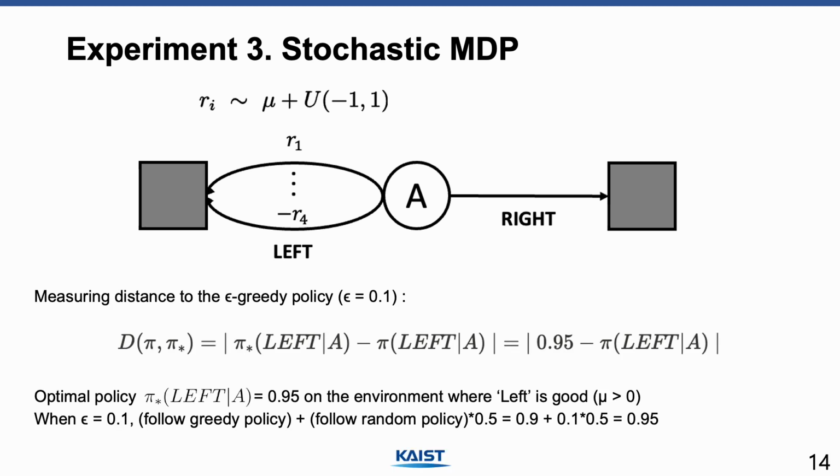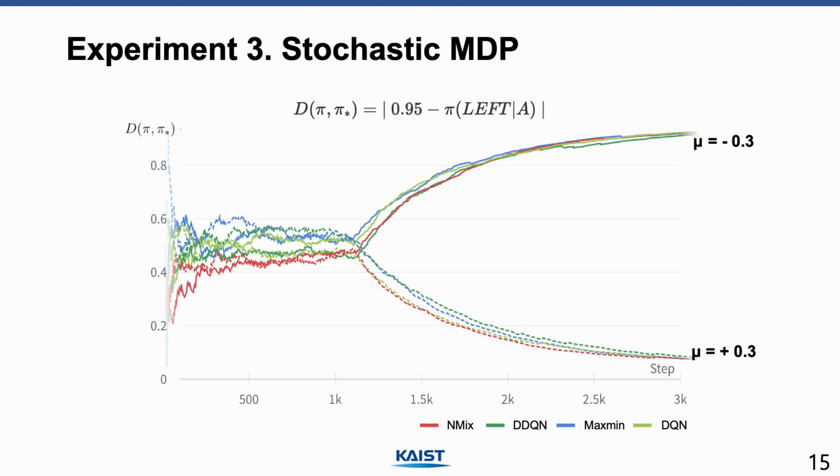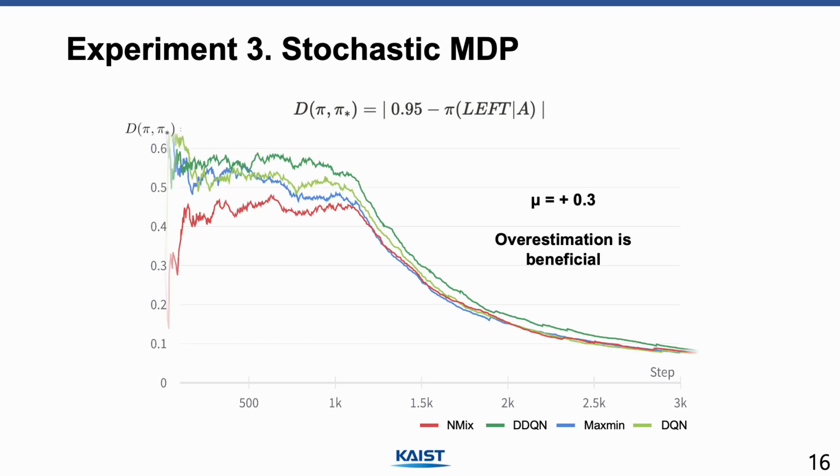The metric we focused on was the distance to the optimal epsilon-greedy policy. In this experimental setting, the epsilon value was selected as 0.1, and the probability of choosing the optimal policy was calculated as 0.95, as follows. These are the results of our MDP experiment. D is the distance between the agent policy and the optimal policy. When mu is positive, distance is decreased, and vice versa. And let's take a look at its situation.